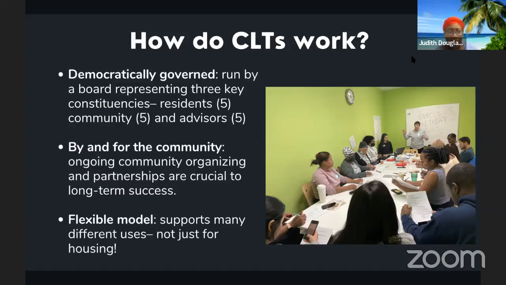How do CLTs work? Democratically governed, run by a board representing three key constituencies: residents 5, community 5, and advisors 5. By and for the community. Ongoing community organizing and partnership are crucial to long-term success. Flexible model. Supports many different uses, not just housing.